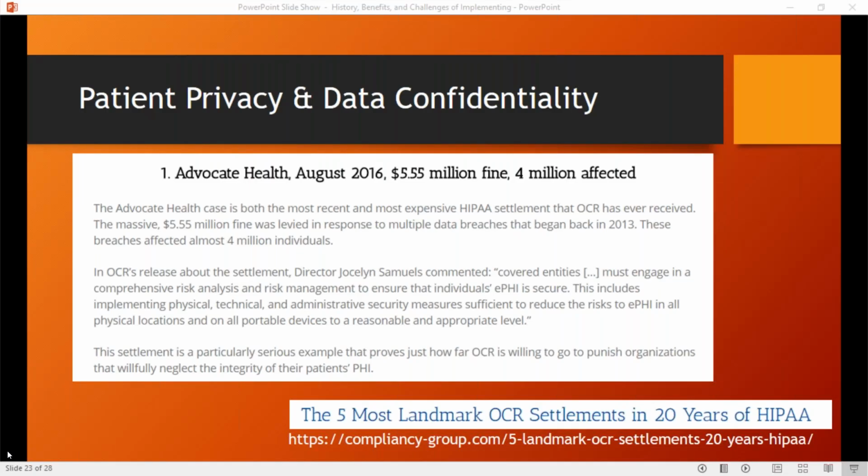Some of the more challenging things, I think, locally is that of patient privacy and data confidentiality. And I've chosen this landmark settlement that happened in the US only recently in 2016. It's a $5.5 million fine to an Advocate health company. Basically, what happened is that 4 laptops that contained confidential patient health information, or PHI, and all of that information was unencrypted. It got out, and the patient data got out, affecting millions of patients.